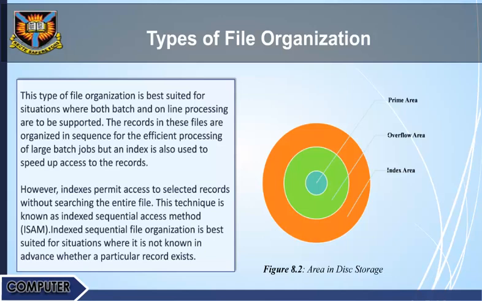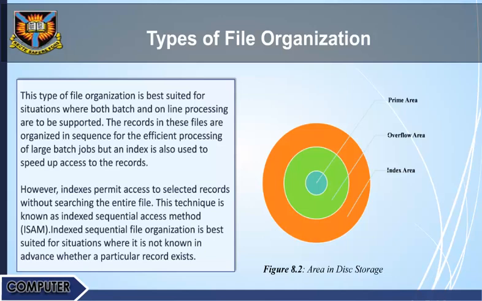The records in these files are organized in sequence for the efficient processing of large batch jobs, but an index is also used to speed up access to the records. However, indexes permit access to selected records without searching the entire file. This technique is known as Indexed Sequential Access Method (ISAM). Indexed sequential file organization is best suited for situations where it is not known in advance whether a particular record exists. Figure 8.2 Area Indexed Storage.